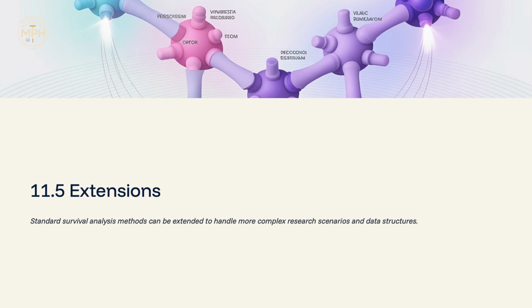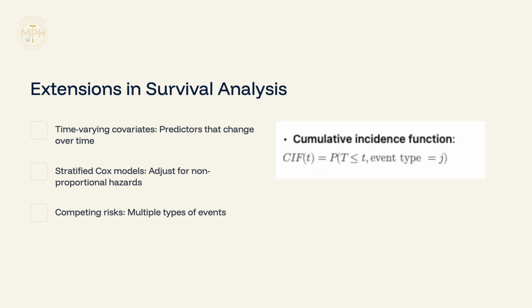Fifth is extensions. Survival analysis can be extended in several ways. Time-varying covariates: some predictors, like blood pressure, may change over time. These can be incorporated dynamically. Stratified Cox models are used when the assumption of proportional hazards doesn't hold across all groups. Stratification allows for different baseline hazards. Competing risks: sometimes participants may experience different types of events. In such cases, we model the probability of a specific type of event using cumulative incidence functions. These extensions help make survival models more realistic and flexible.